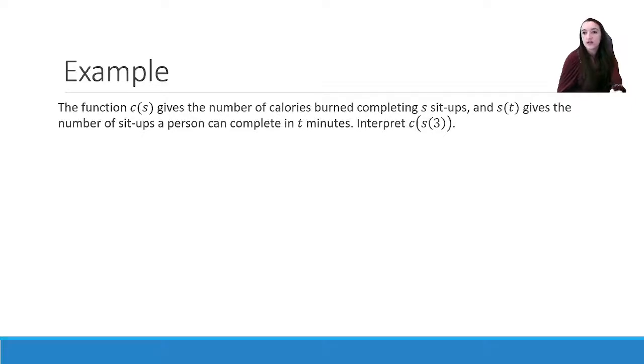Now let's look at a type of word problem that we could run into that involves composition. The function c of s gives the number of calories burned completing s sit-ups, and s of t gives the number of sit-ups a person can complete in t minutes. Interpret c of s of 3.